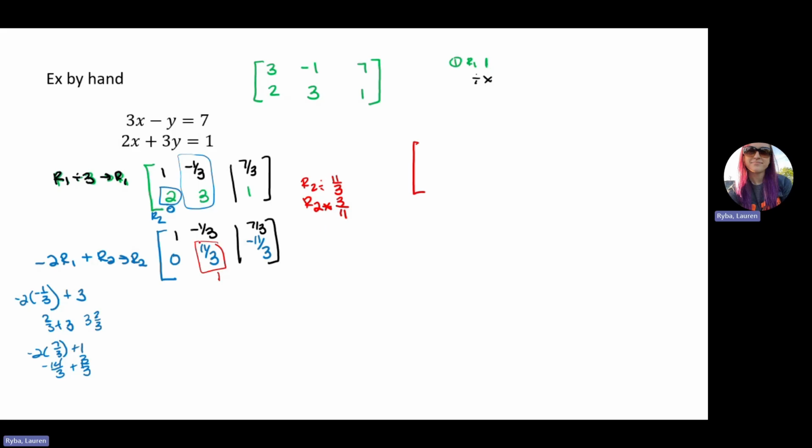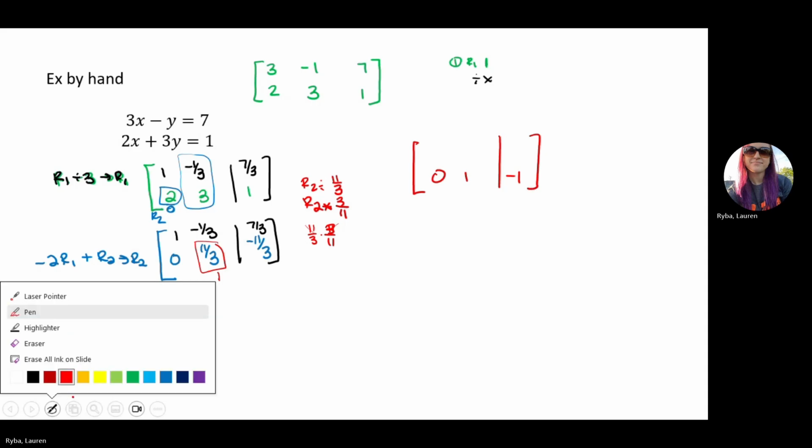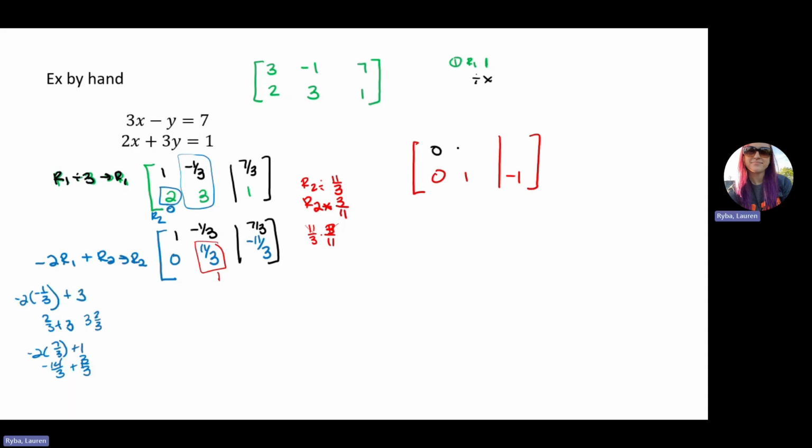So look at here. If I take 11 over 3 times 3 over 11, the 3's cancel, the 11's cancel. I'm just left with 1, correct? 0, 1. And then if I have a -11 thirds times 3 over 11, I'm just going to get -1. Not touching that top row. 0, -3, and 7 thirds.